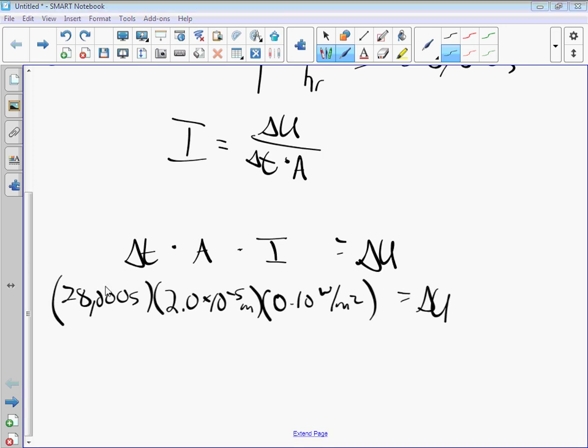That should be 28,800 seconds. I made a mistake. It ends up being that the amount of energy absorbed is 0.058 joules, which doesn't sound like much, but over time can add up. And the smaller the ears, the smaller the eardrum, the more that this can affect somebody.